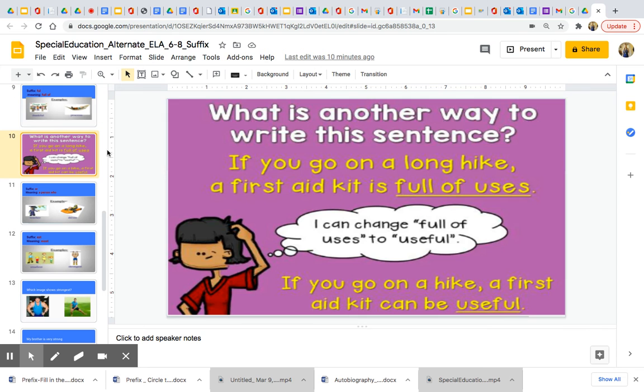What is another way to write this sentence? Let's practice. If you go on a long hike, a first aid kit is full of uses. How can you change this word? I can change full of uses to useful by adding full to the word use. If you go on a hike, a first aid kit can be useful.